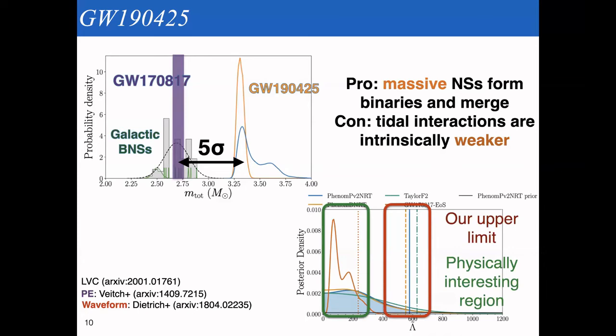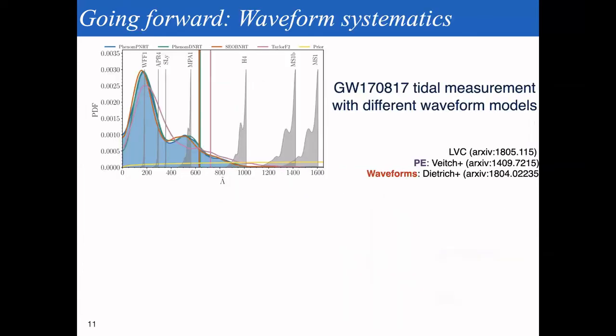But the good news is that these systems are out there, they exist, they do merge. So with better detectors that we're currently in the process of making, we could extract information about the high density equation of state from these kind of systems that now we know do exist. Going forward, there's going to be a lot of opportunities and challenges for the next few years.